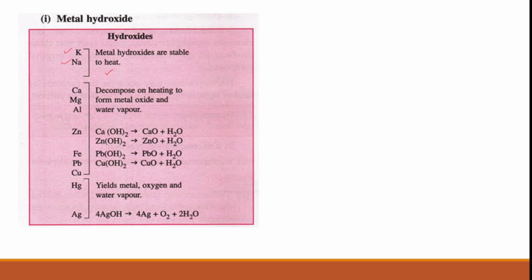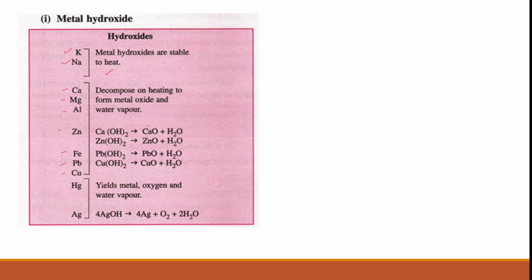But later, when we come down the reactivity series, metals like calcium, magnesium, aluminium, zinc, iron, lead, copper, these decompose on heating to form metal oxides. Please remember, these metals after sodium in the reactivity series, when we heat them, readily form metal oxide and water vapor. Calcium hydroxide, when we heat it, becomes calcium oxide plus water. Zinc hydroxide, on heating, becomes zinc oxide and water. Like that we get metal oxide and water vapor.